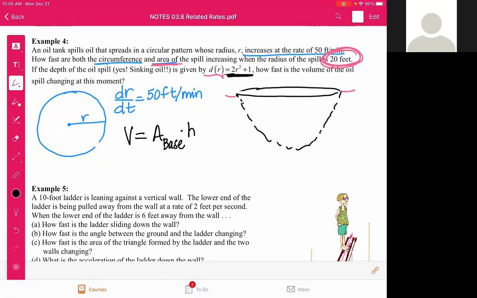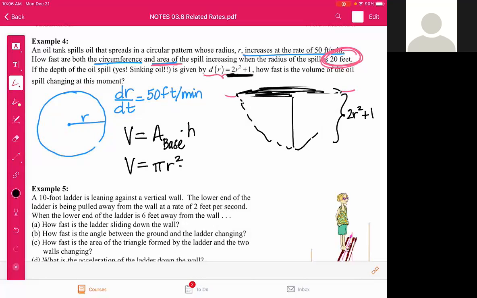So the area of the base, well, we know that the base of this oil spill is in the shape of a circle. So that's going to be pi r squared, right? Area of a circle is pi r squared. The height of this 3D object is that 2r squared plus 1. This represents depth.